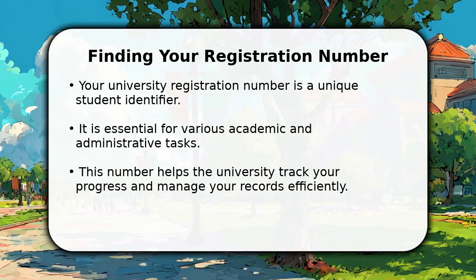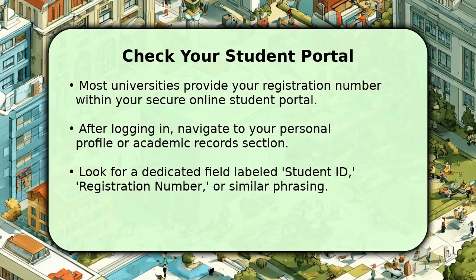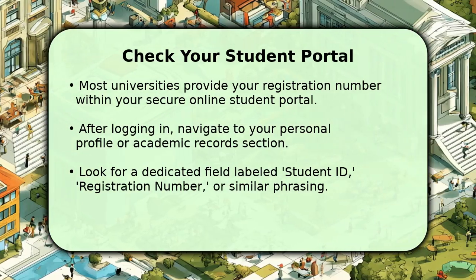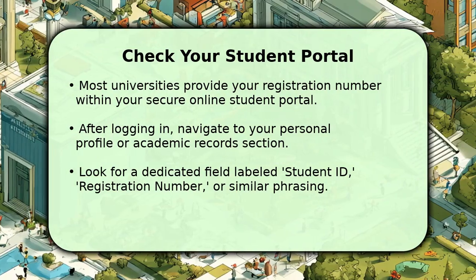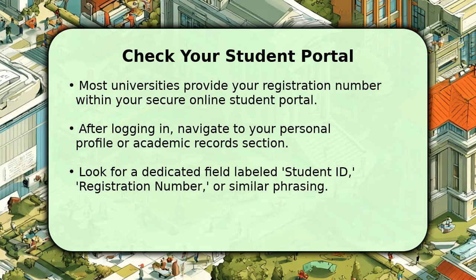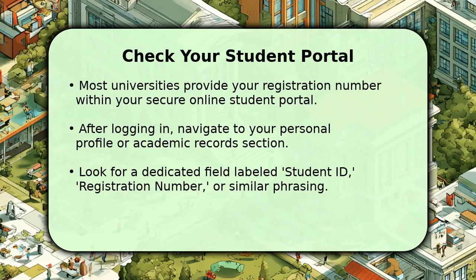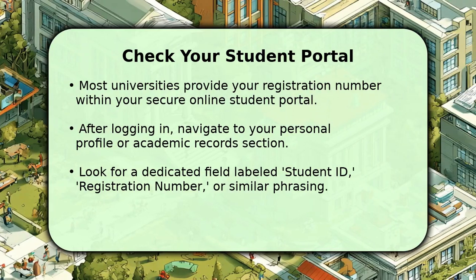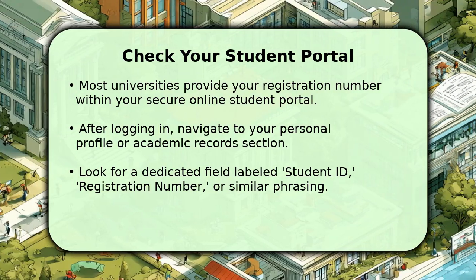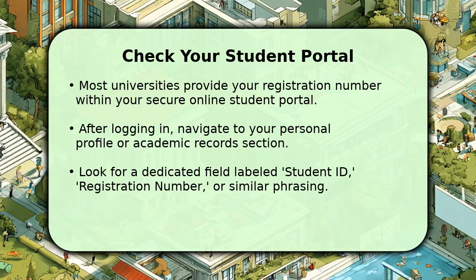Finding this number is often simpler than you think, and we will show you exactly where to look. Your university's online student portal is usually the fastest way to find this critical information. Log in using your university credentials, then head to your profile or academic records page. You will typically find your registration number clearly displayed there, often alongside your name and other personal details. This digital hub centralizes all your academic information, making it a reliable first stop. Always ensure you are on the official university website for security.